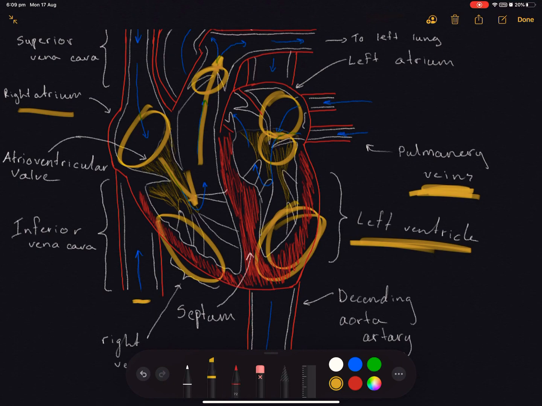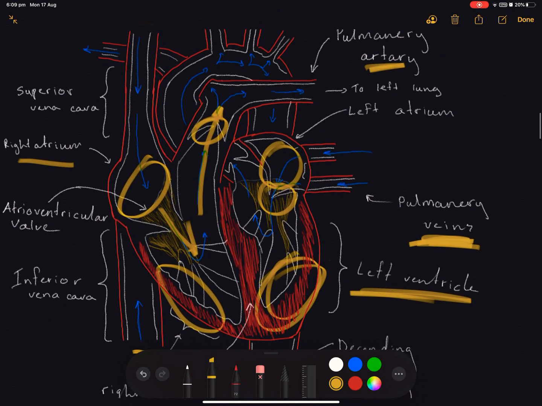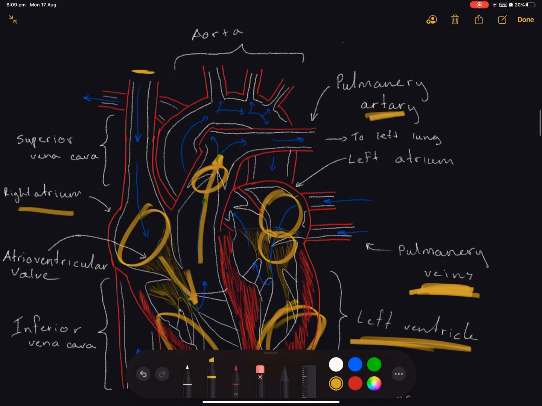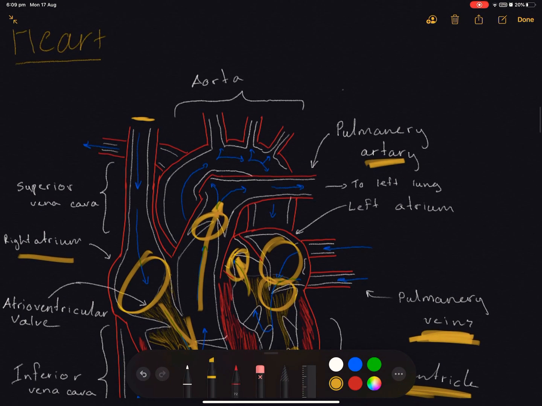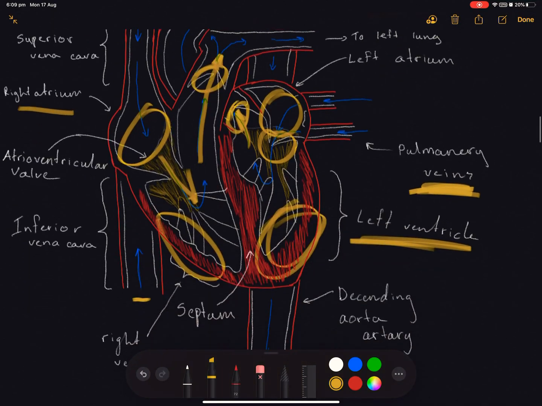Okay. Pause the video to label everything and understand if I'm going too fast or whatnot. But anyhow, after this, it goes through the aortic valve, which is this part here, and coincidentally goes into the aorta itself, where it is then pumped to the rest of the body.